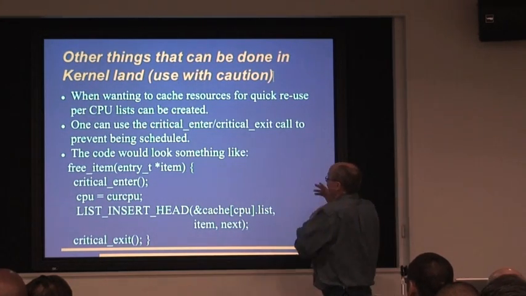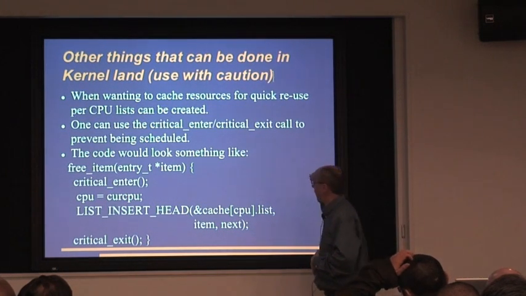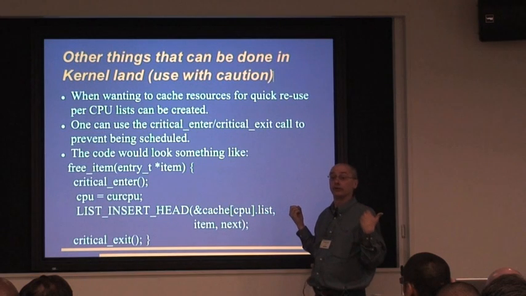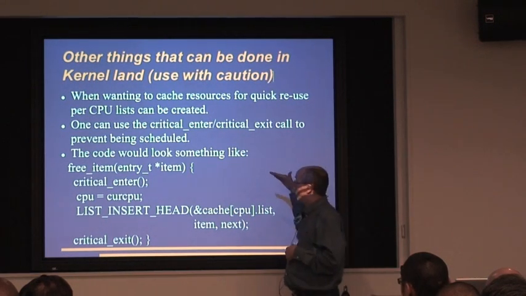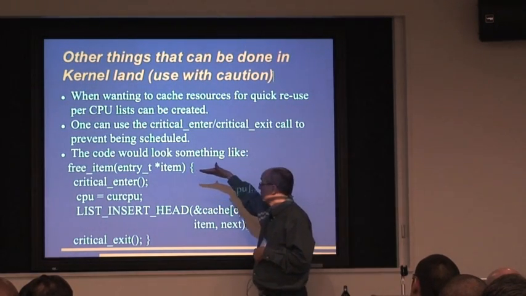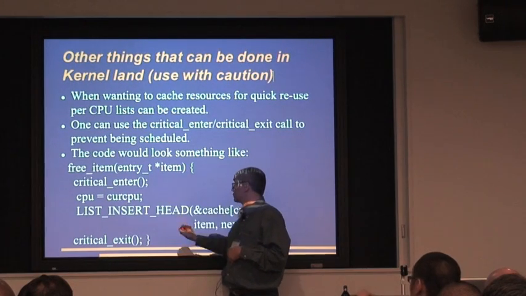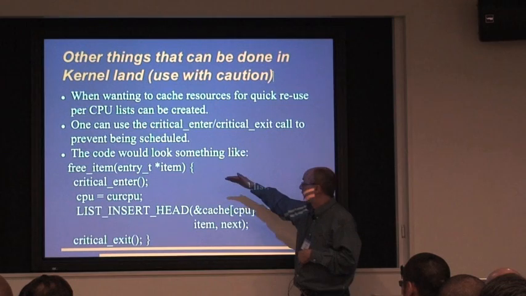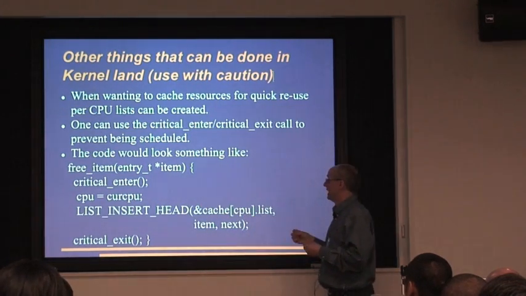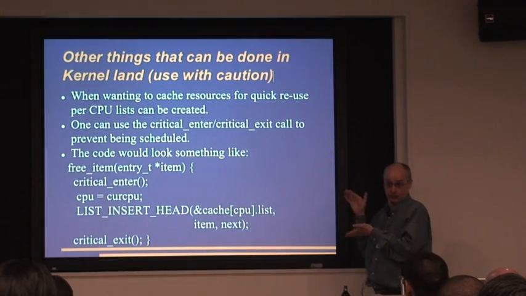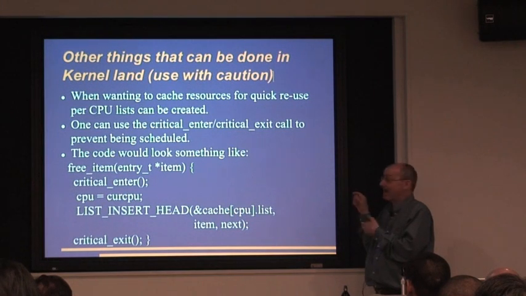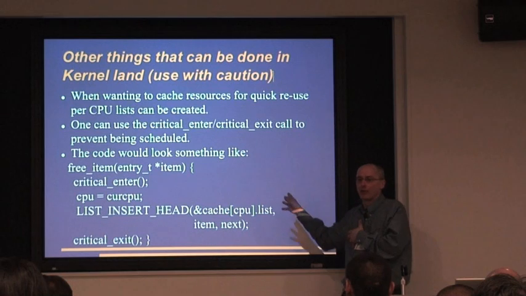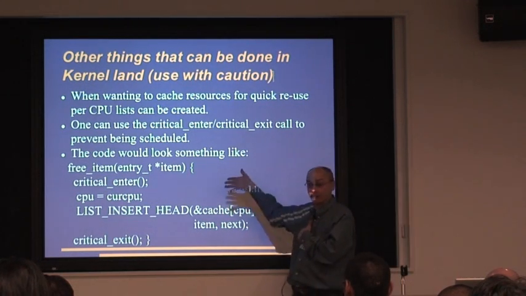So you can, in theory, for example, have an array of free queues, one for each CPU. And when you come in to free an item, you do a critical enter, figure out your CPU, insert on that list, and then critical exit. What critical enter, critical exit does for you is it says no one will be scheduled in here and preempt you. You really need to think about doing this. I mean, device drivers will do this type of thing. It's another way to reduce locking, so you don't have to do a lock and you can avoid a lock.